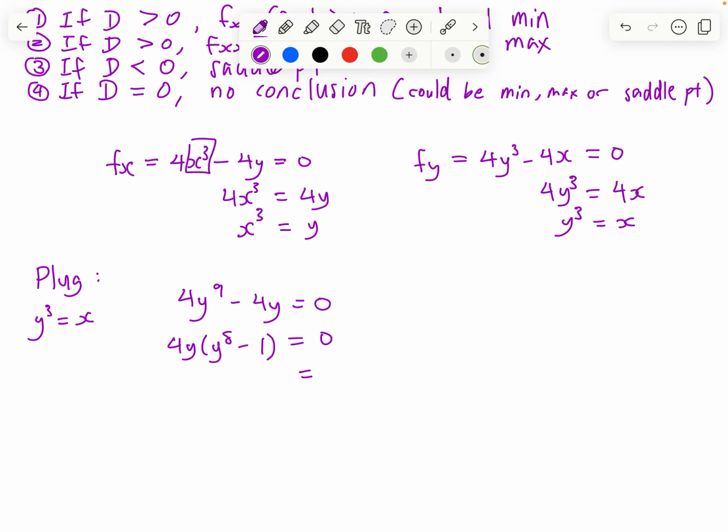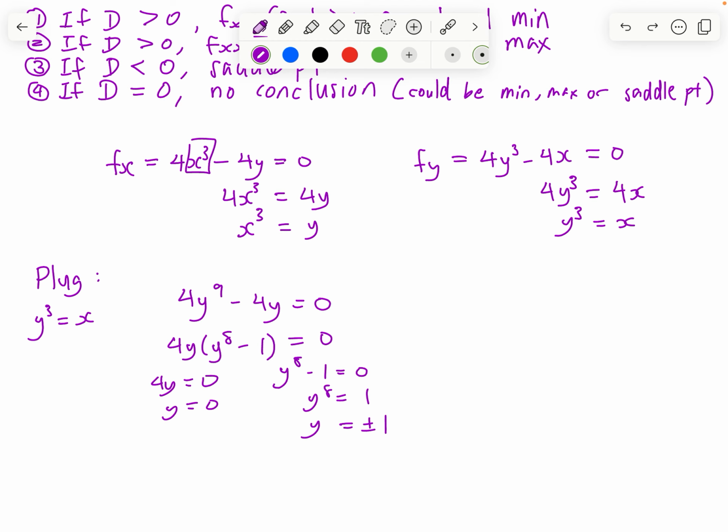And in this case, we have two different factors. When you factor things out and it's equal to 0, this can be equal to 0 and this can be equal to 0. So we have 4y equals to 0, so y can be equal to 0. Or we can have y to the power of 8 minus 1 equals to 0. So y to the power of 8 equals to 1, meaning that y can be plus or minus 1. So we have three values for y. We have y equals to 0, y equals to 1, and y equals to negative 1.